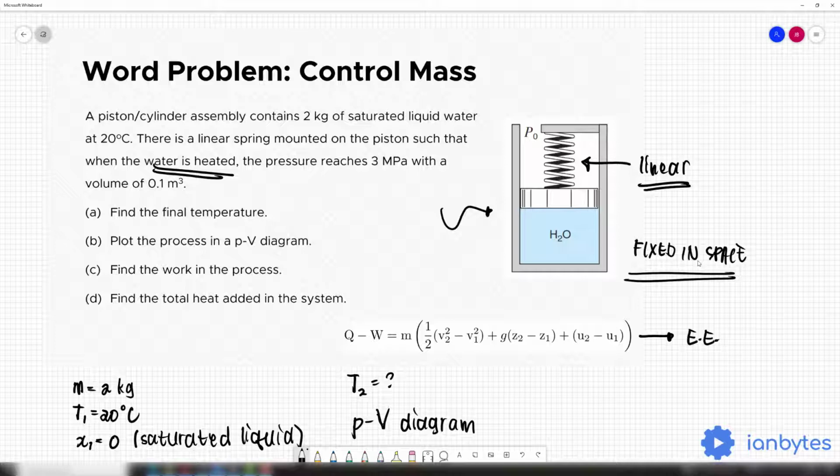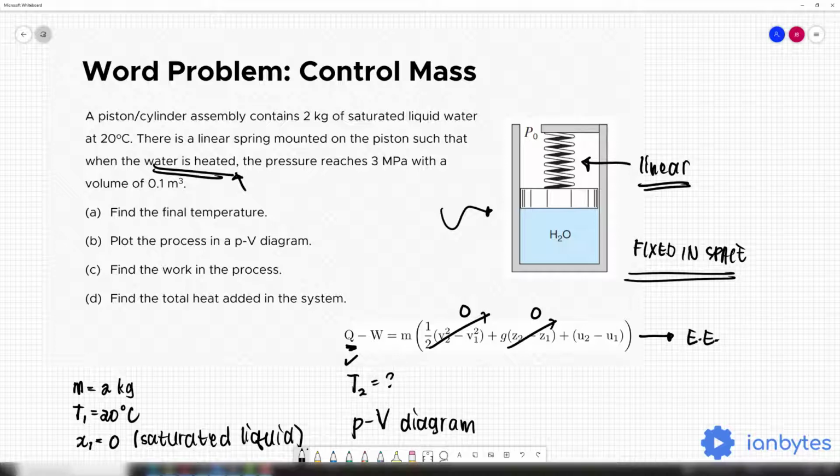So that means that the change in elevation is 0, which means that the potential energy component is just equal to 0. And also, since hindi siya nag-move in space, the velocities are 0, which means that the kinetic energy component is 0. It is mentioned in the problem that water is heated. Therefore, we would expect that Q is in our energy equation. So, hindi siya magka-cancel out.